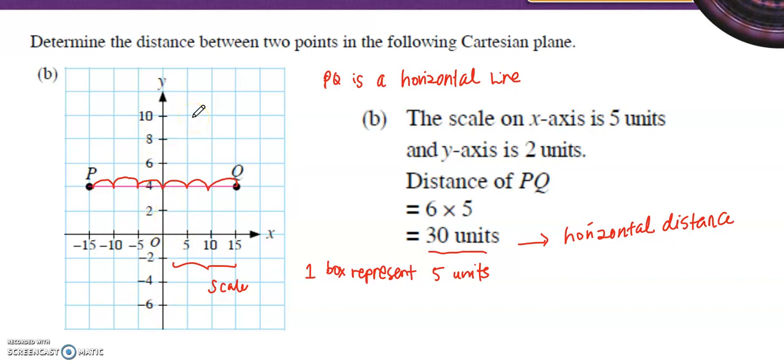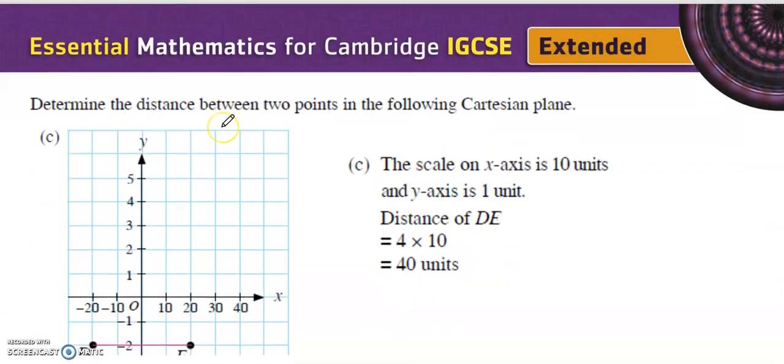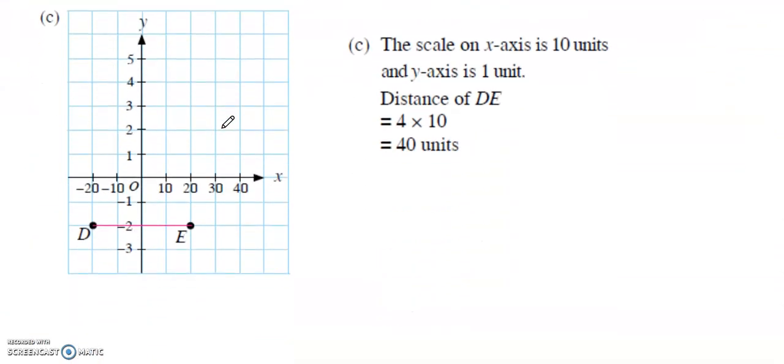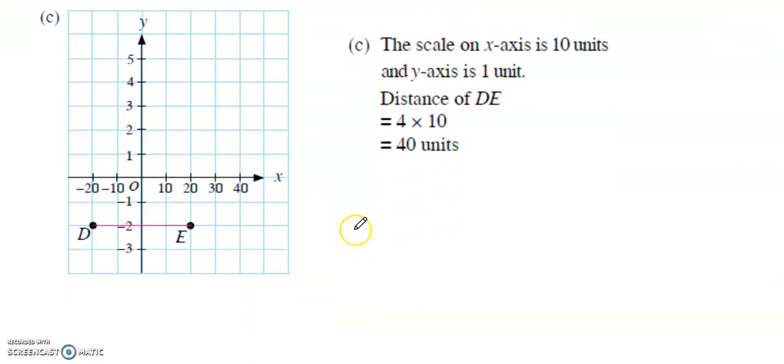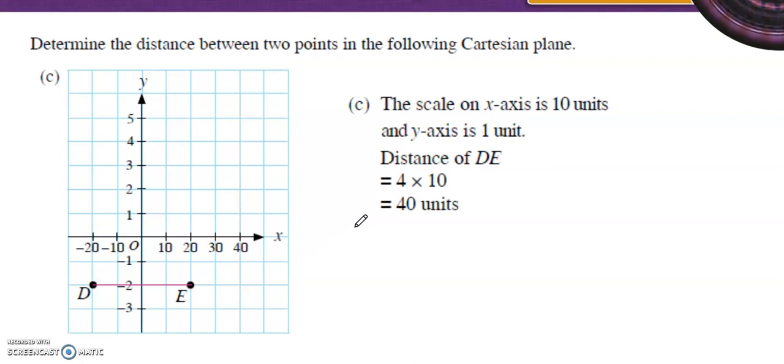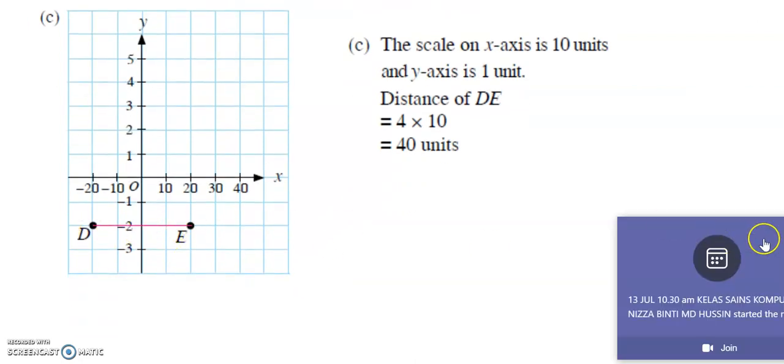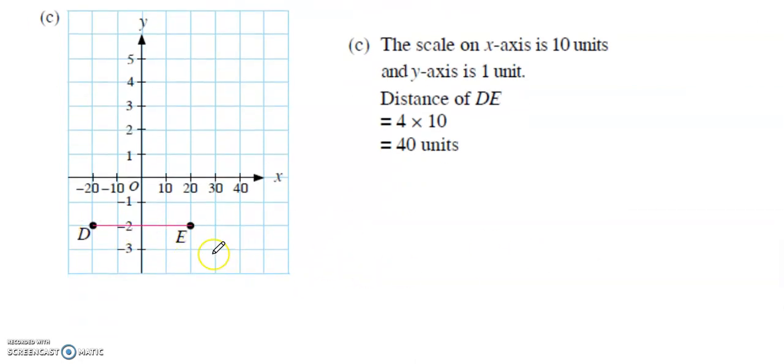Now we go to the third part. Determine the distance between 2 points in the following Cartesian plane. For this one, sama juga. Kalau you tengok kat sini, dia adalah dalam keadaan horizontal. So kita akan determine the horizontal distance. Horizontal distance here, calculate how many boxes involved. 1, 2, 3, 4.